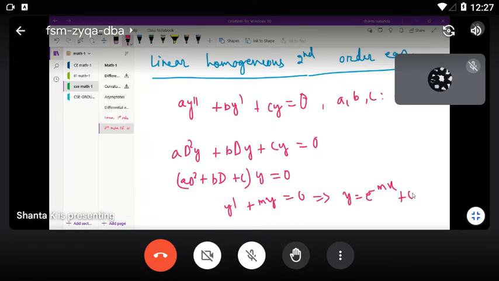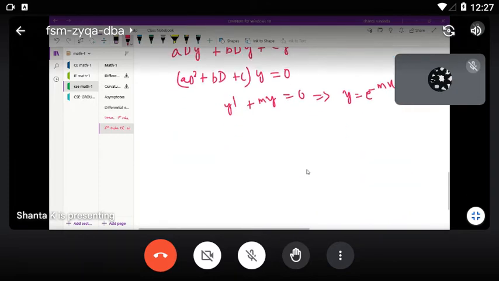Okay, let me tell you this one. So y equals to e power minus mx plus c. And the solution of the equation y dash minus my equals to 0. Here the solution will be y equals to e power mx plus c.